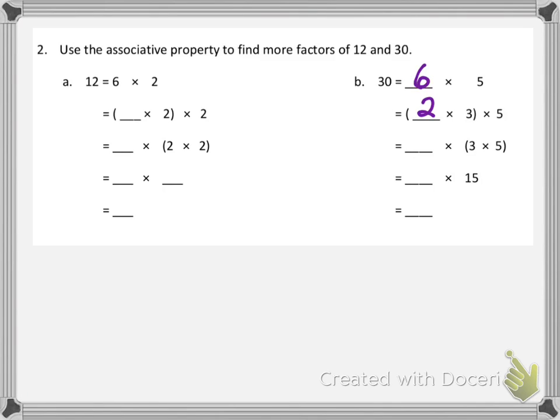Now, we're doing the associative property. So now we're going to regroup the numbers. And what they did over here is they took this and grouped it together, leaving 2 by itself. So then they solve the parentheses. 3 times 5 is 15. Bring down your 2. 2 times 15 is equal to 30. So now we were able to find more factors. So factors of 30, yes, are 6 and 5. But we also found 2 more factors, 2 and 15.